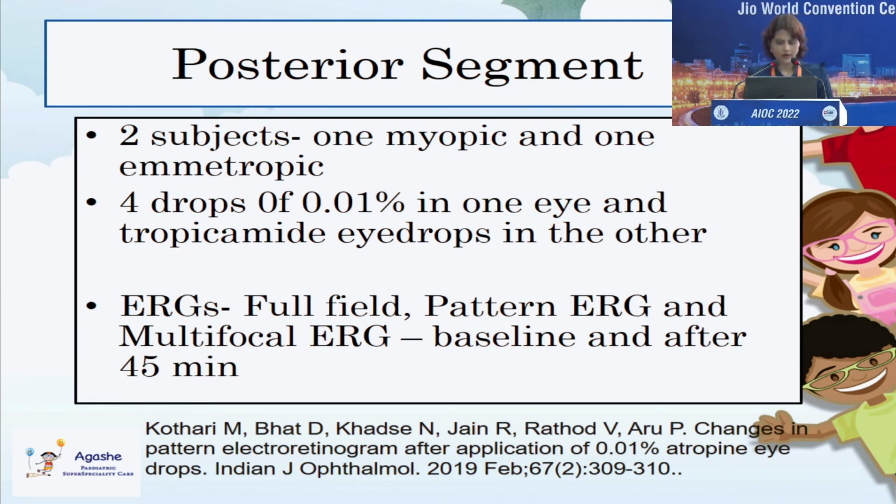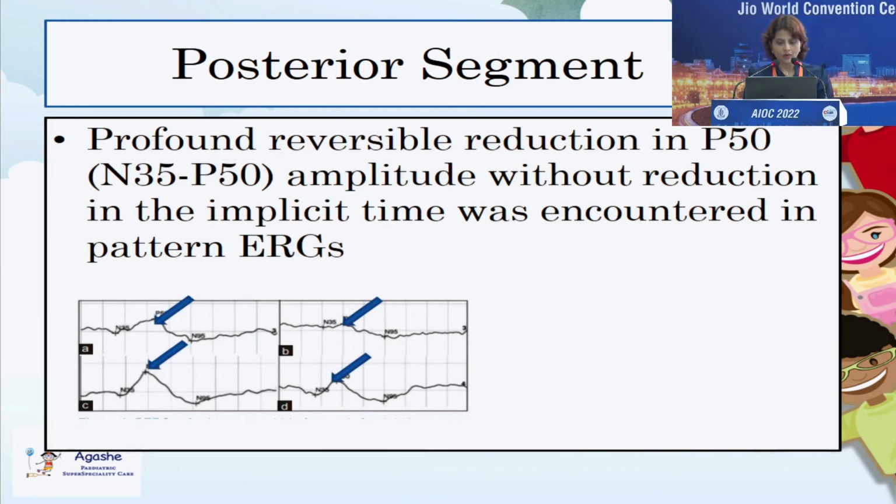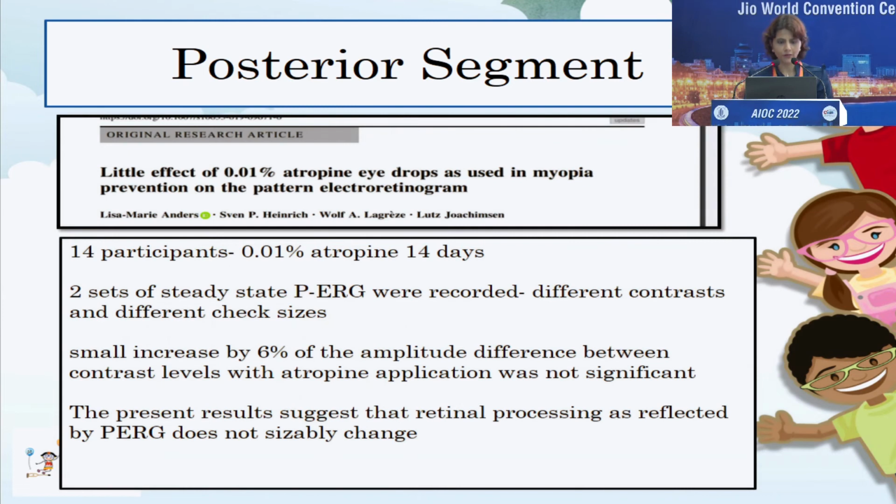This was a study again done by Dr. Mihir Kothari, where they had just studied 2 subjects, one myopic and one emmetropic, where 4 drops of 0.01% atropine were administered in one eye and tropicamide in the other, and full field, pattern and multifocal ERGs were obtained at baseline and after 45 minutes. They reported profound reversible reduction in the P50 amplitudes without reduction in the implicit time in the pattern ERGs, as is shown in the figure.